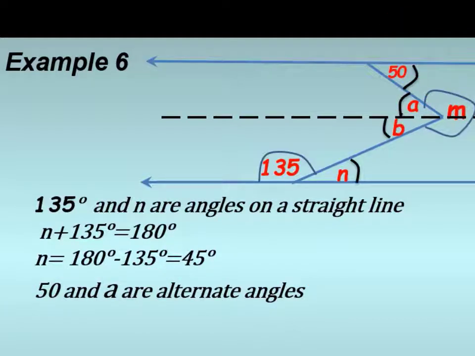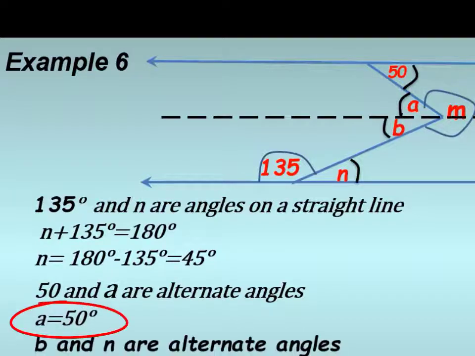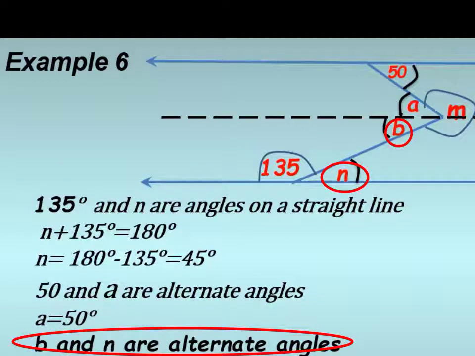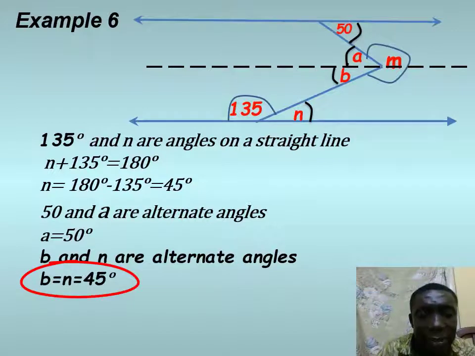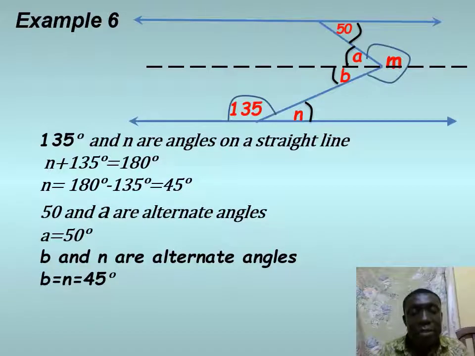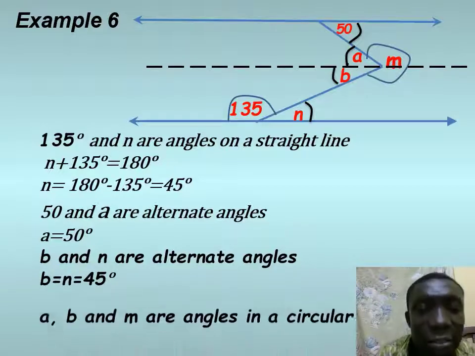Third, we can see angle 50 degrees and angle A are alternate interior angles, so they are equal. So angle A is equal to what? 50 degrees. Then how do we get angle B? We can see angle B and angle n are also alternate interior angles. So angle B is equal to angle n, which is already 45 degrees. So angle B is 45 degrees.